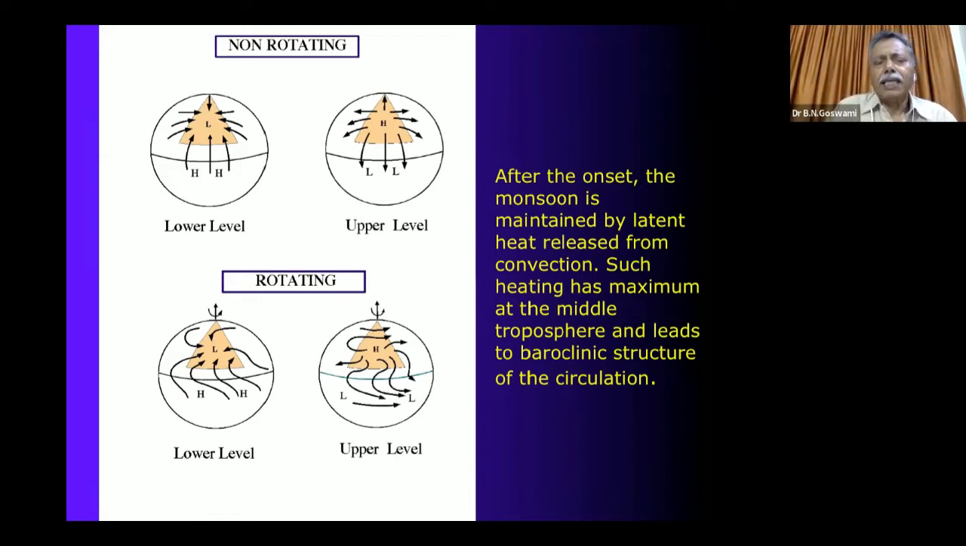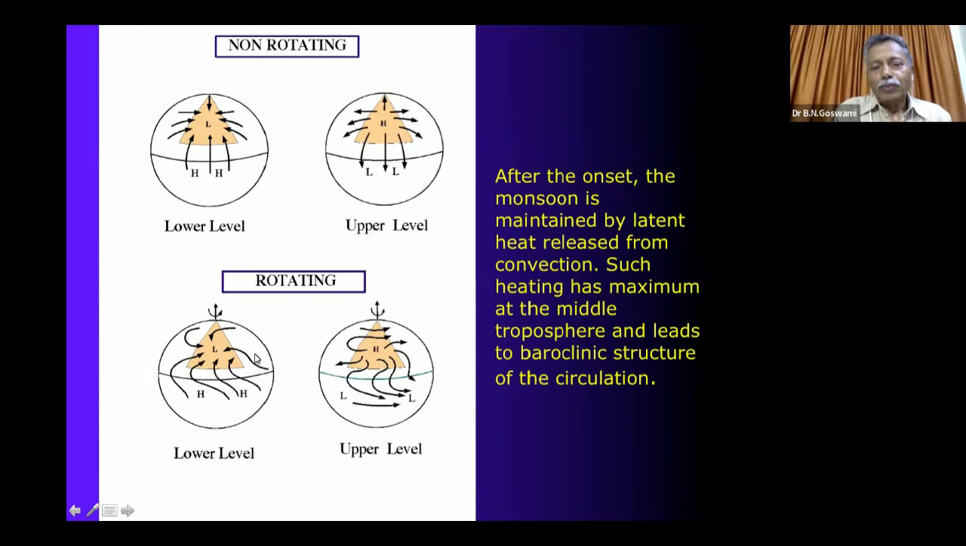In that case, there will be low level convergence, and that convergence will go up, and then there will be divergence. And if there is no rotation, it will simply converge into that land area and then diverge. But if there is rotation, this rotation will then produce low level cross-equatorial flow and southwesterlies, and upper level divergence will produce these anticyclones, anticyclonic circulation at the upper level and cyclonic circulation at the lower level.